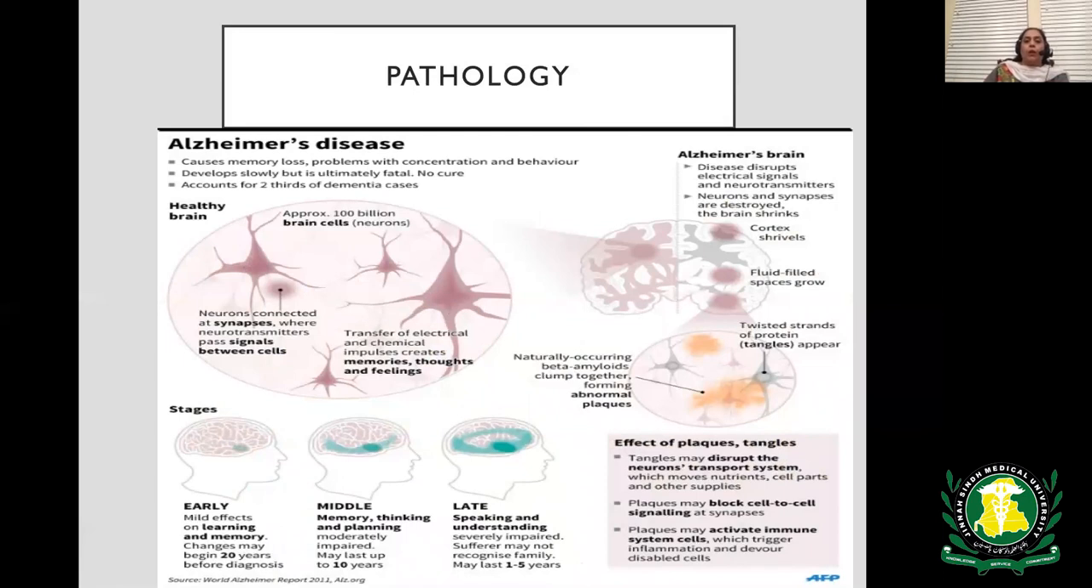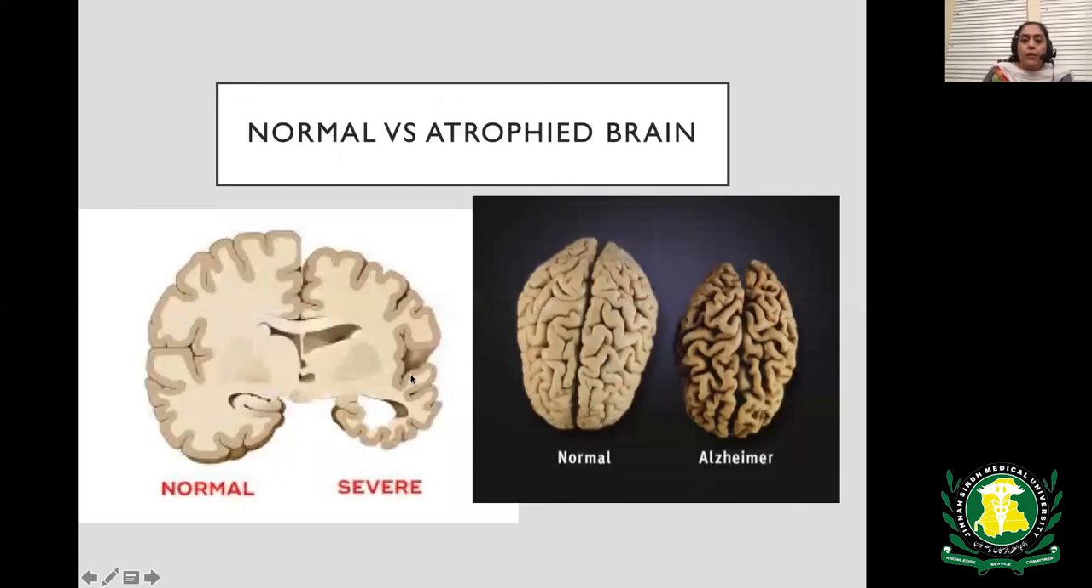So what happens in the brain? What is the pathology? We all know that the brain is made of brain cells. These are the neurons. 100 billion neurons are present, and the structure of the neuron is a cell body connected by axons and synapses. Neurons connect at synapses where neurotransmitters pass signals between the cells, and this transfer of electrical and chemical impulses creates memories, thoughts, and feelings. So what happens in Alzheimer's disease?